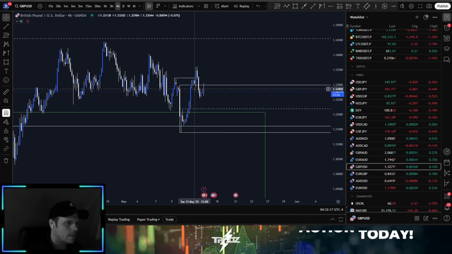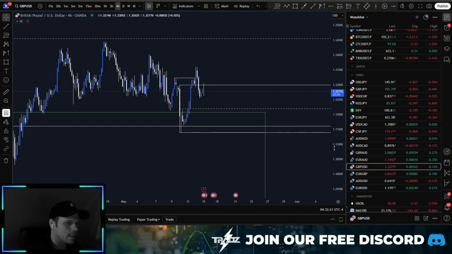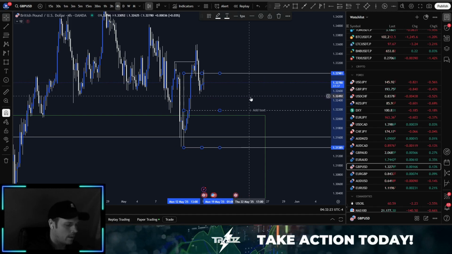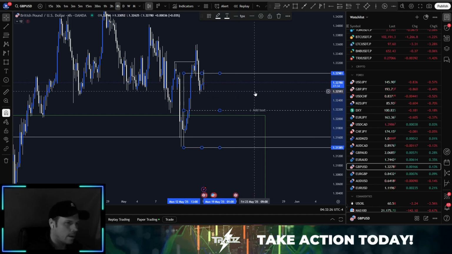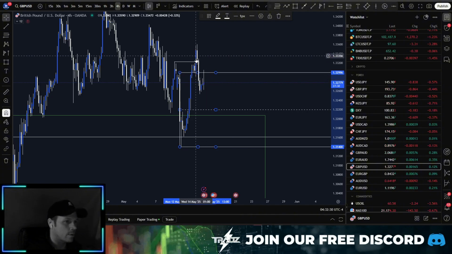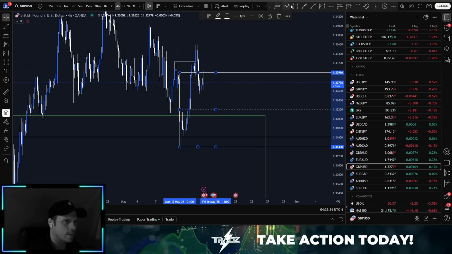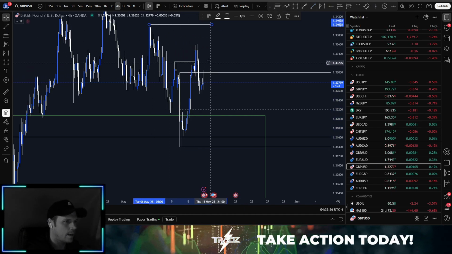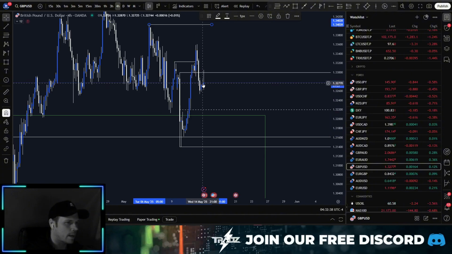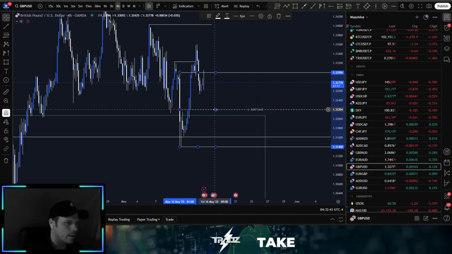Demand zone. Took out the first level. We could potentially expect that it's coming back into the middle level of this if price is not going to push further from here, right? From this first level you would expect this to happen.